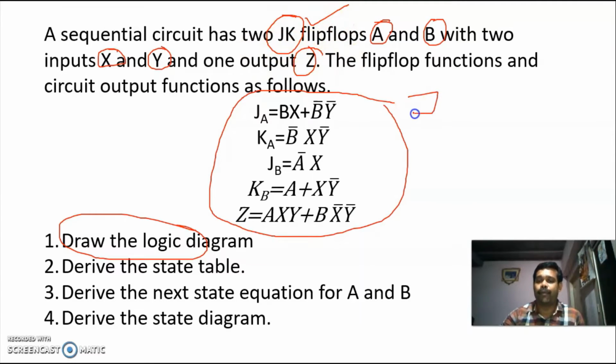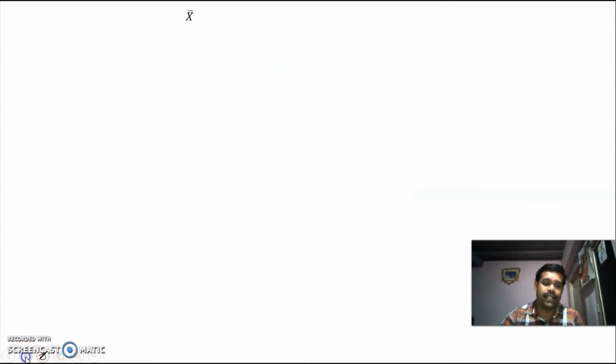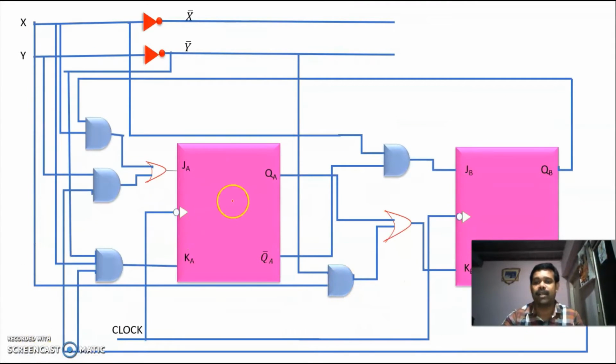Here the type of flip-flop is JK, and we have two flip-flops A and B and two inputs X and Y. First, by using the given flip-flop input functions and output functions, we are going to draw the logic diagram. So this is the logic diagram.